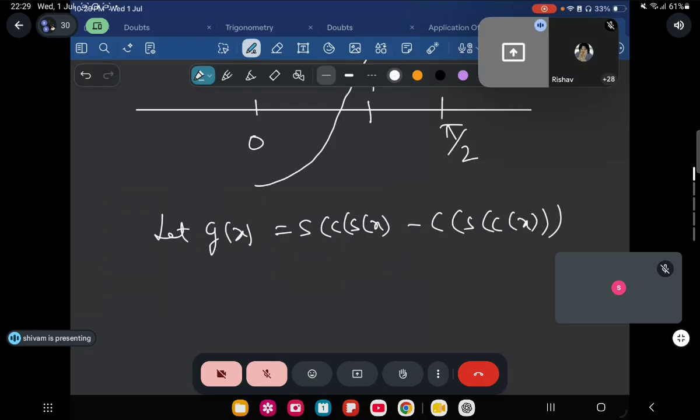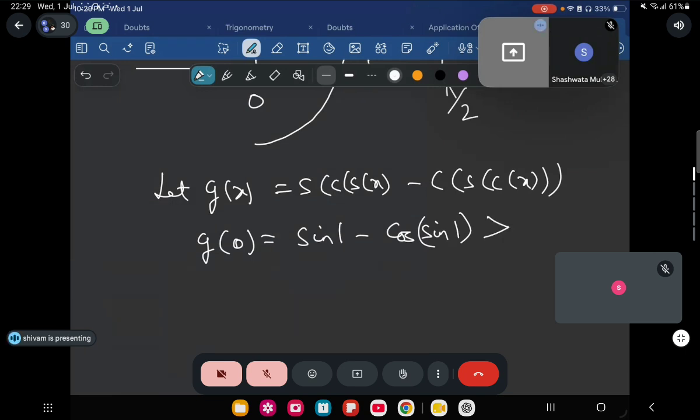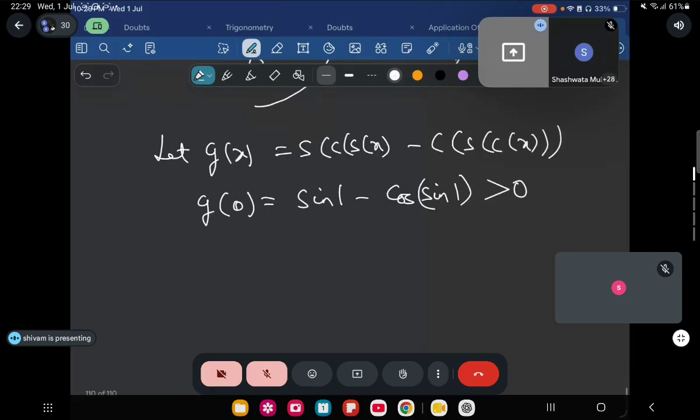Are you getting it, Shashwata? So what is g of 0? G of 0 is equal to sine 1 minus cos of sine 1, right? This is of course greater than 0 from the previous part. And what is g of pi by 2? G of pi by 2 is equal to sine of cos of sine of cos of 1 minus cos pi by 2 is 0, sine 0 is 0, cos 0 is 1. Sine of cos 1 minus 1, which is of course less than 0.